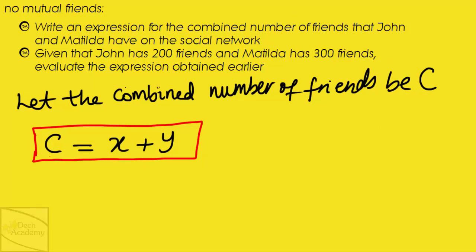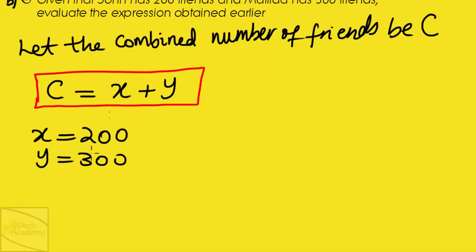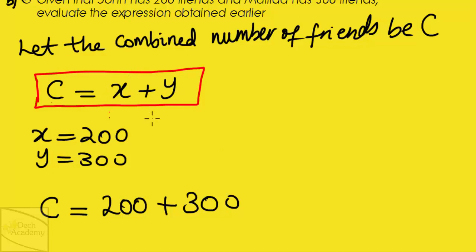Now the next question, so call this B, call this A, says, given that John has 200 friends, so X is 200 because X represents the number of John's friends, and Matilda has 300 friends, Y is 300. Evaluate the expression obtained earlier. This expression can be evaluated, and when it's evaluated, a numerical value will be obtained, because we know that C is now equal to 200 instead of X plus 300 instead of Y. C is X plus Y, where X is 200 and Y is 300. So C is 500.